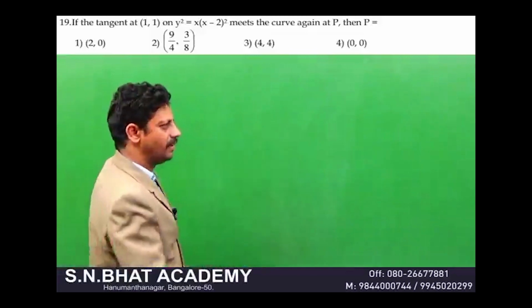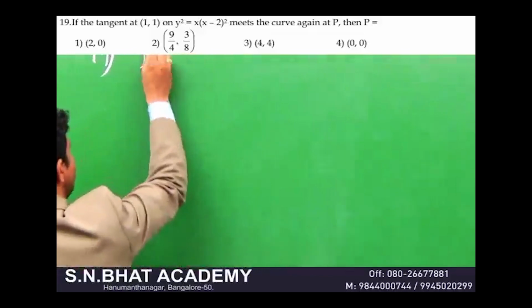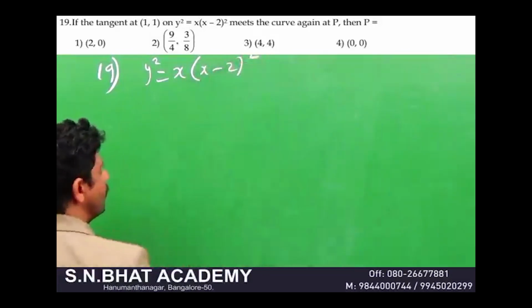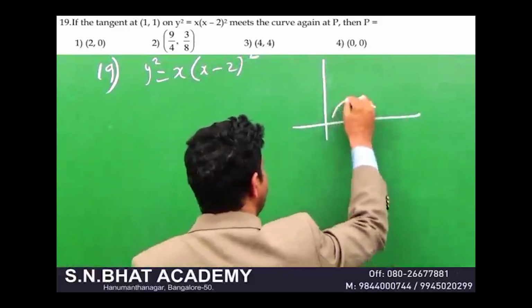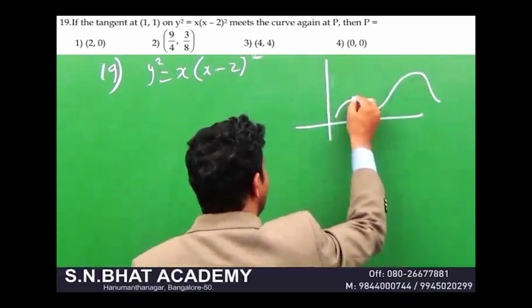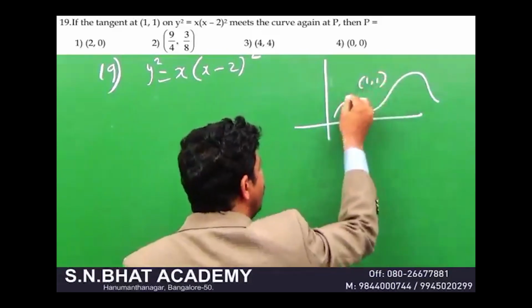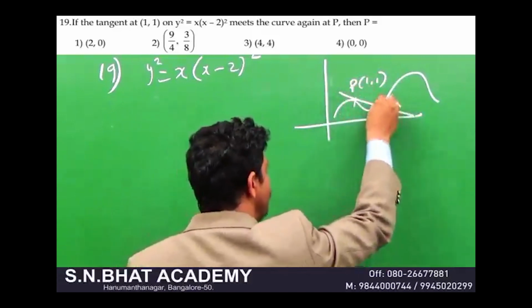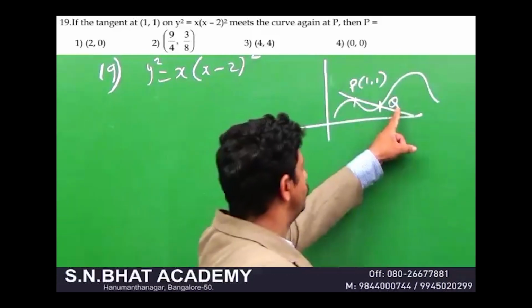Question number 19. Here again a curve is given. It is y square equals x times (x minus 2) whole square. Suppose the curve is like this. Suppose this point is (1, 1). At this point a tangent is drawn. This is P. This meets the curve again at Q. We have to determine the coordinates of Q.